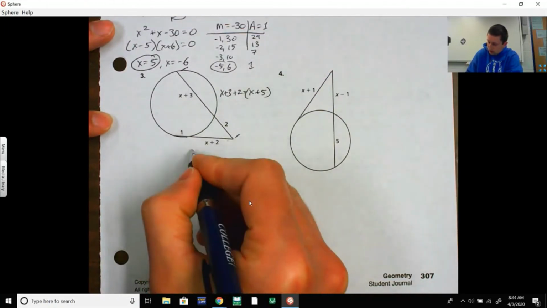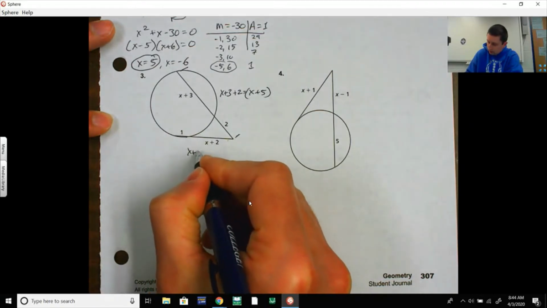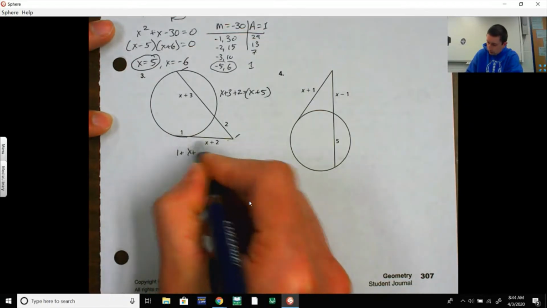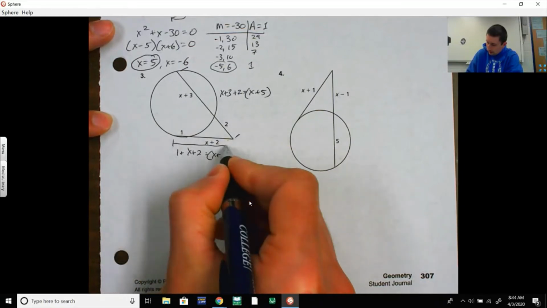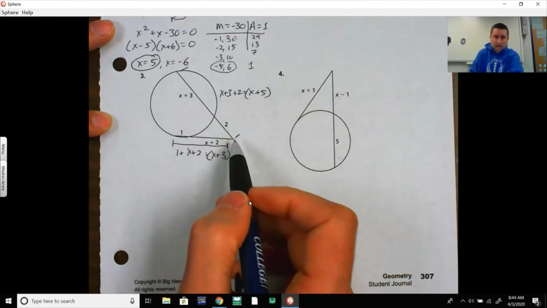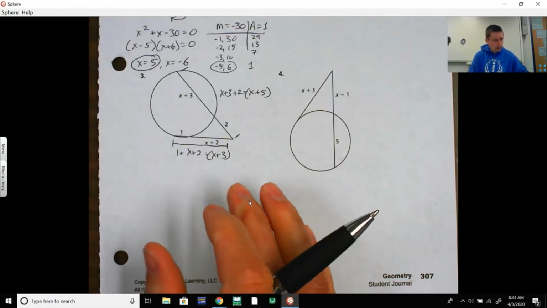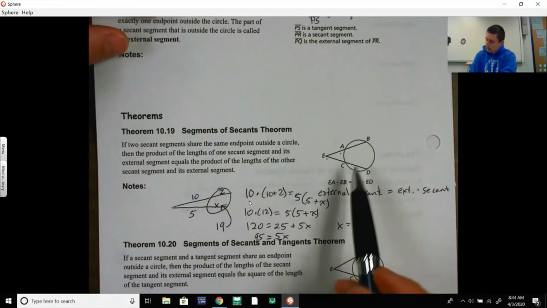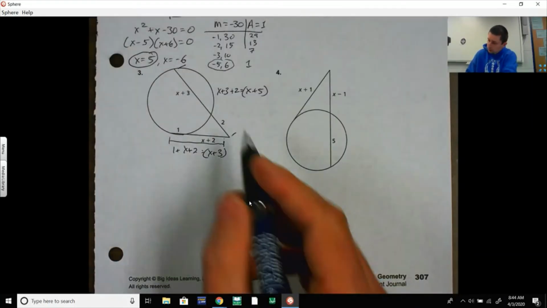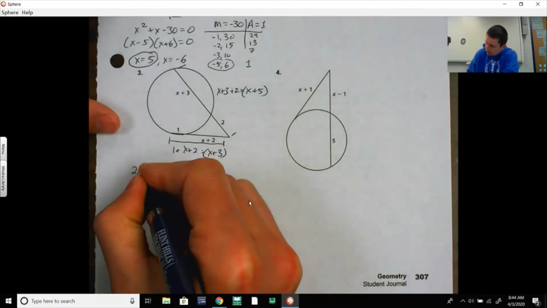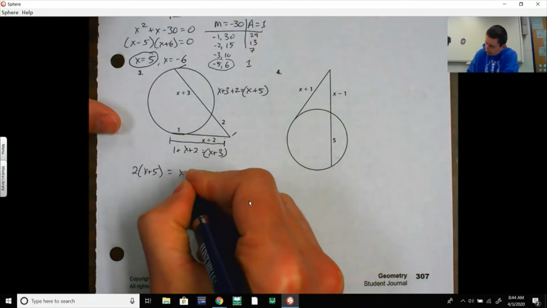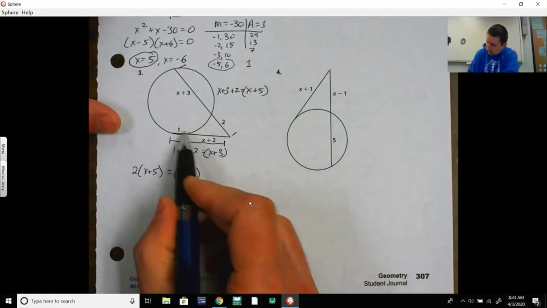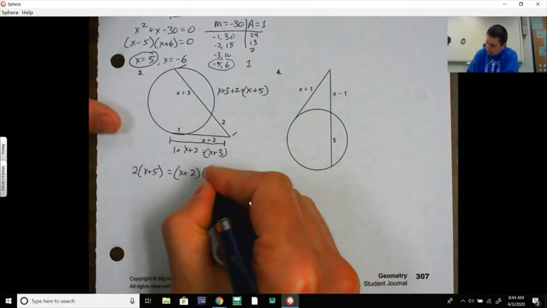This entire length would be x plus 2 plus 1, so that'd be x plus 3. So you want to take external times secant. There's a rule here for secants. We'll take the external times secant. So I'm going to take 2 times x plus 5, and that has to equal external x plus 2 times the total length, which is x plus 3.